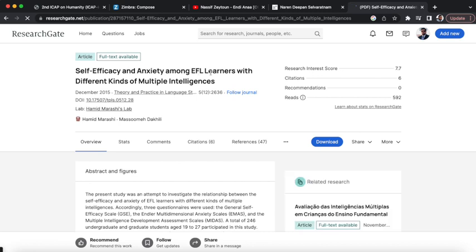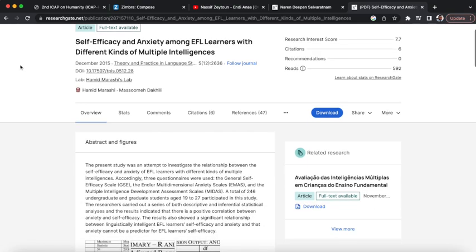Self-efficacy and anxiety among EFL learners with different kinds of multiple intelligences. Now, yes, it speaks about self-efficacy and anxiety, but not necessarily about self-efficacy and anxiety itself. It actually tries to identify information about self-efficacy and anxiety among EFL learners with different kinds of multiple intelligences. So that's okay, but I just need to find something about self-efficacy and anxiety. So this is ResearchGate. ResearchGate is a place that you can utilize to find research papers. I encourage all of you to have a ResearchGate account.